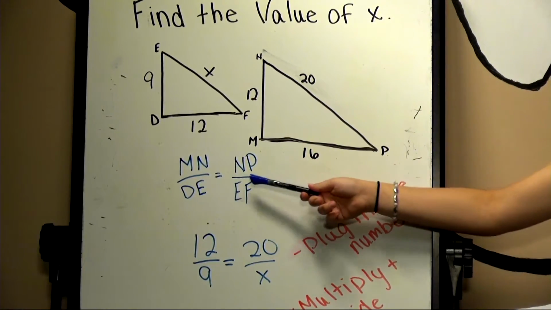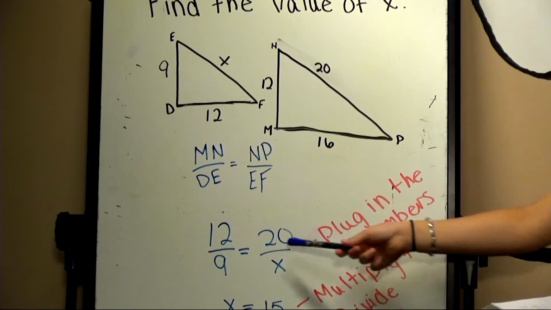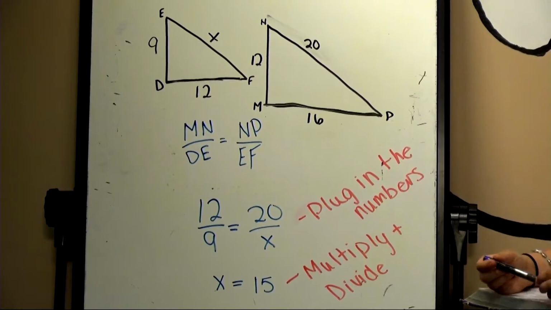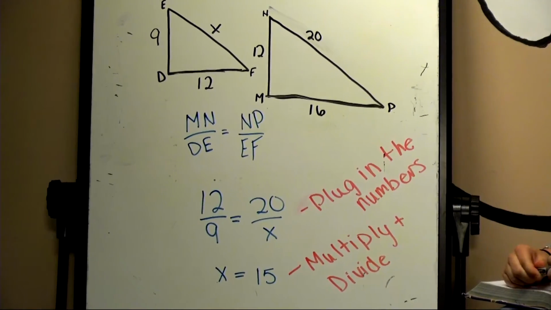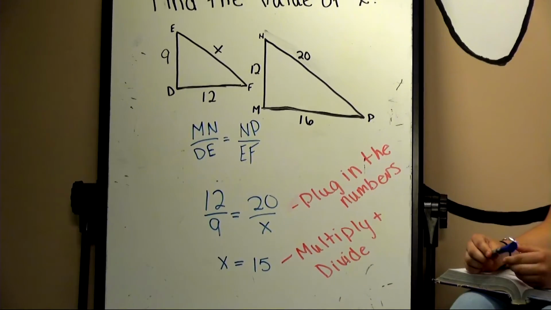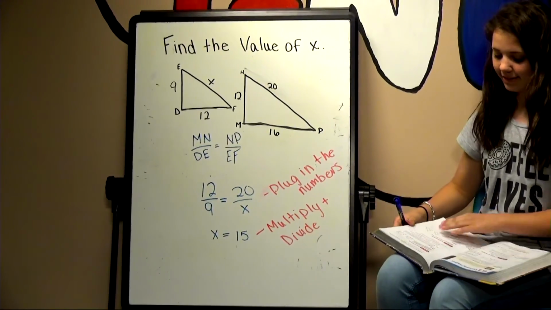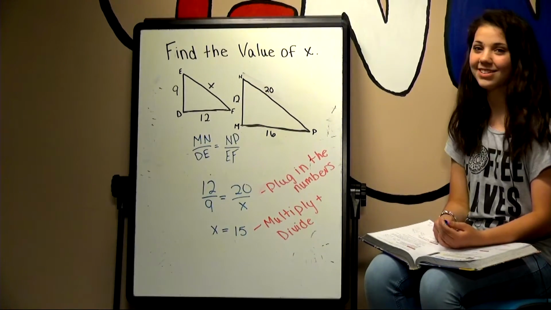MN over DE equals NP over EF. So you'd plug in the numbers, and 12 over 9 equals 20 over x. And then you would multiply and divide, and x equals 15. Back to you, Addie.